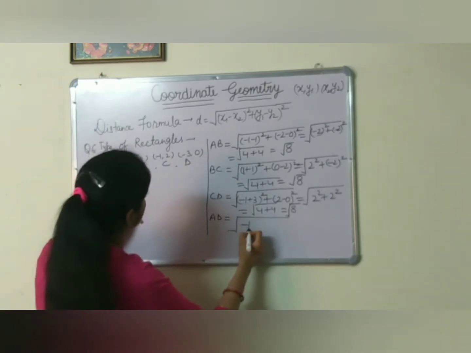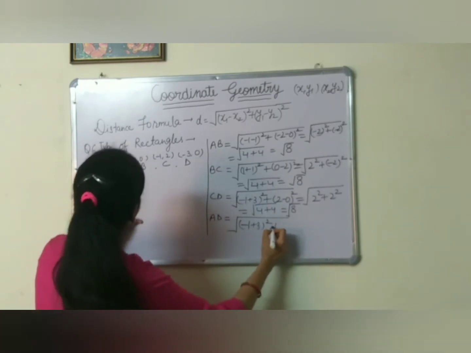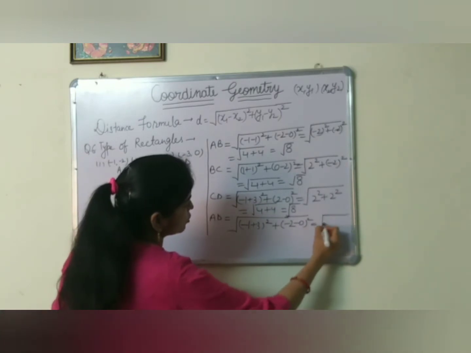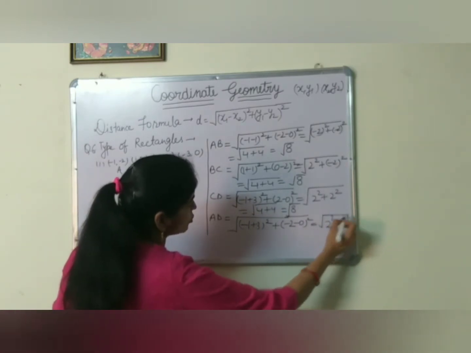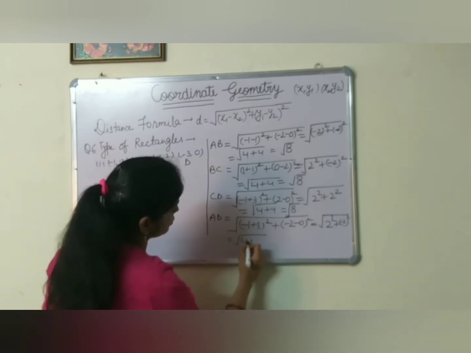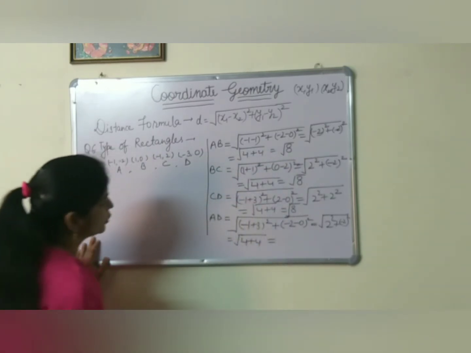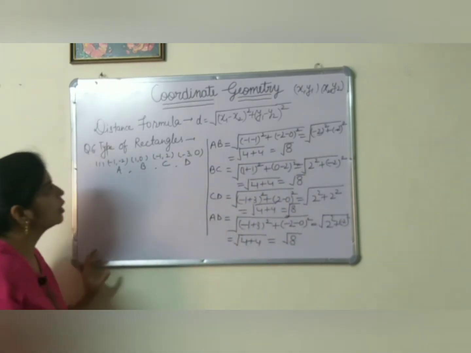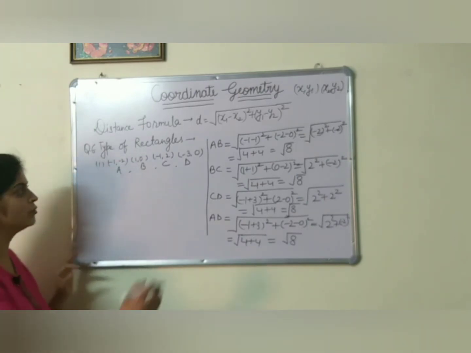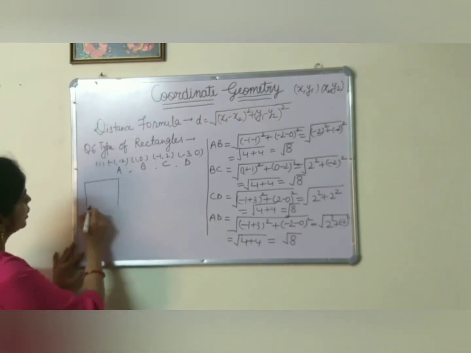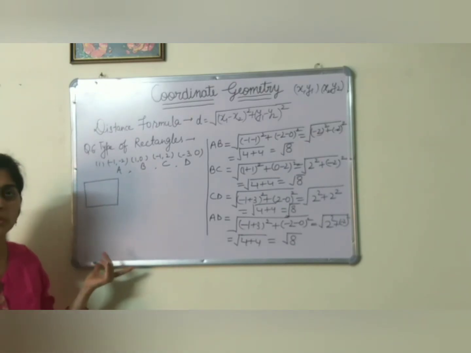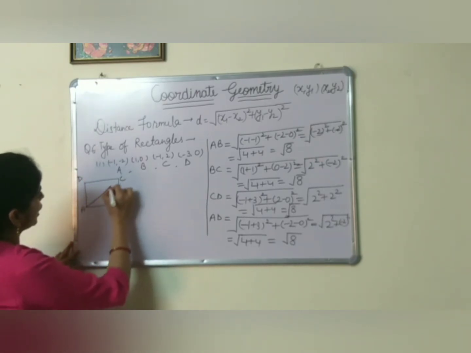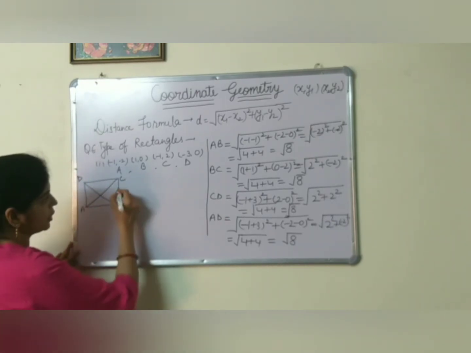AD is the square root of (minus 1 plus 3) whole square plus (minus 2 minus 0) whole square. It is 2 square plus minus 2 whole square, and it will be 4 plus 4. It is equal to under root 8. And now we have to find out the two diagonals of this. It seems like a square, and if the two diagonals are also equal, then we can say that it is a square definitely. First diagonal is AC and second is BD.